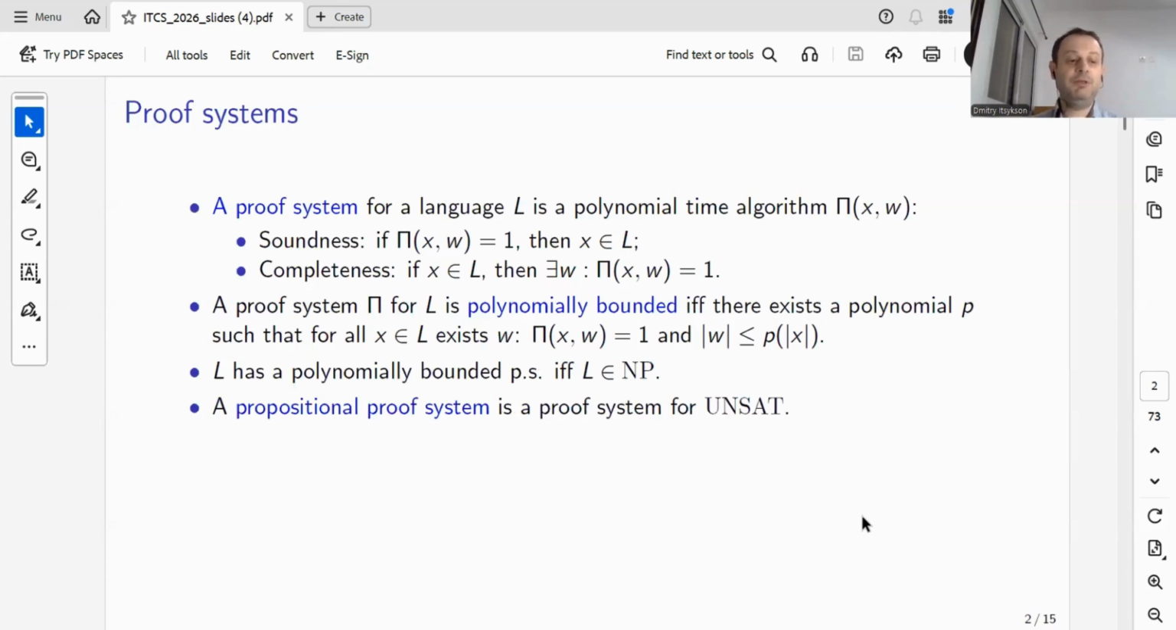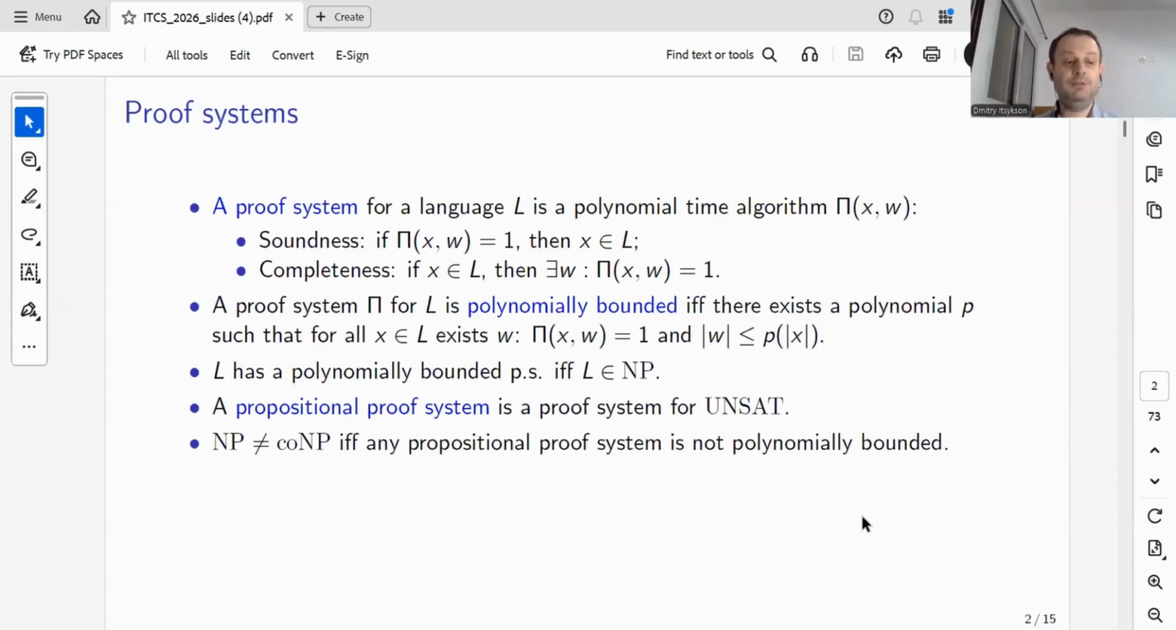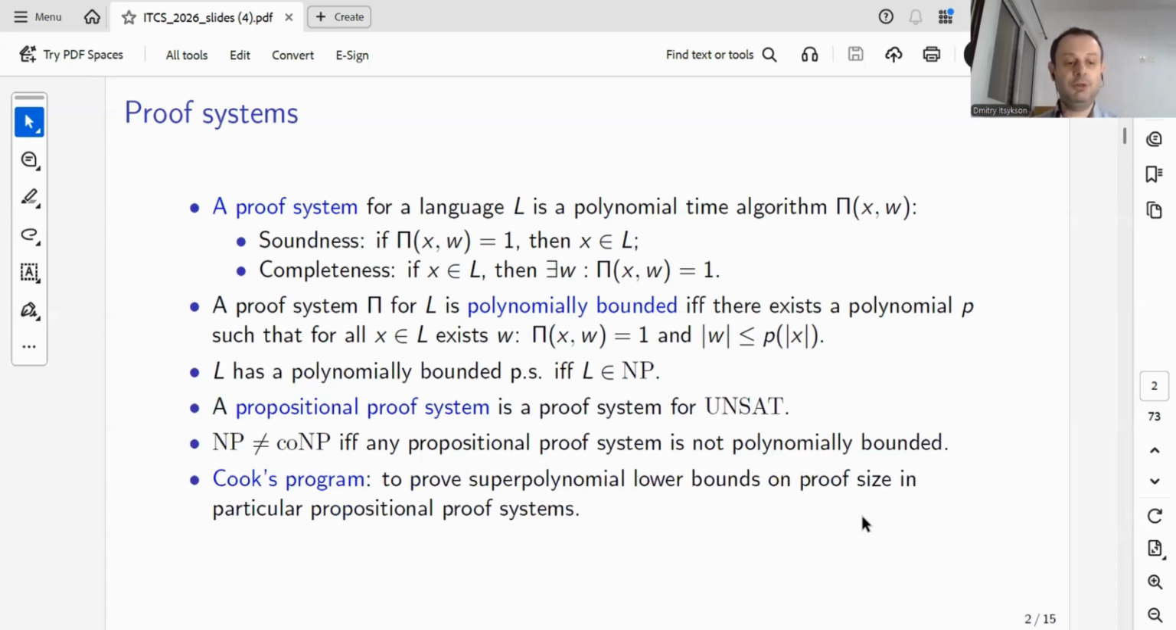A propositional proof system is a proof system for the language UNSAT, which consists of unsatisfiable formulas in conjunctive normal form. It's easy to see that the classes NP and co-NP are different if and only if every propositional proof system has a family of hard formulas that do not have short proofs. The main program in proof complexity is the so-called Cook's program of proving superpolynomial lower bounds on proof sizes for particular proof systems. The ultimate goal is to understand the reason why NP and co-NP are different.